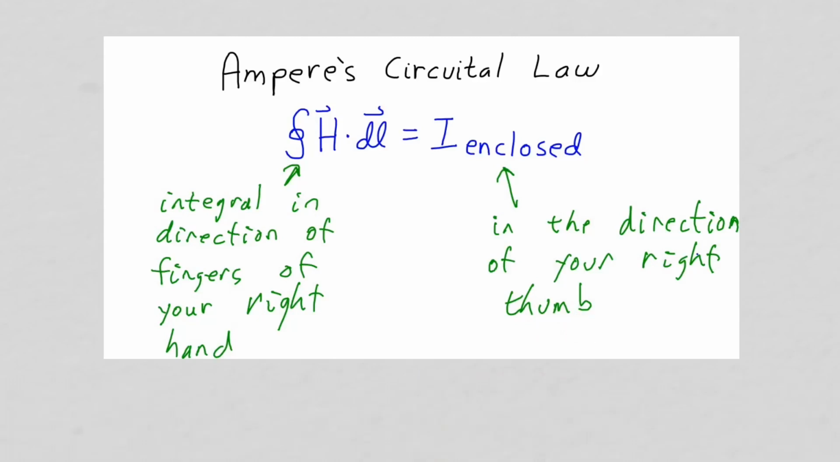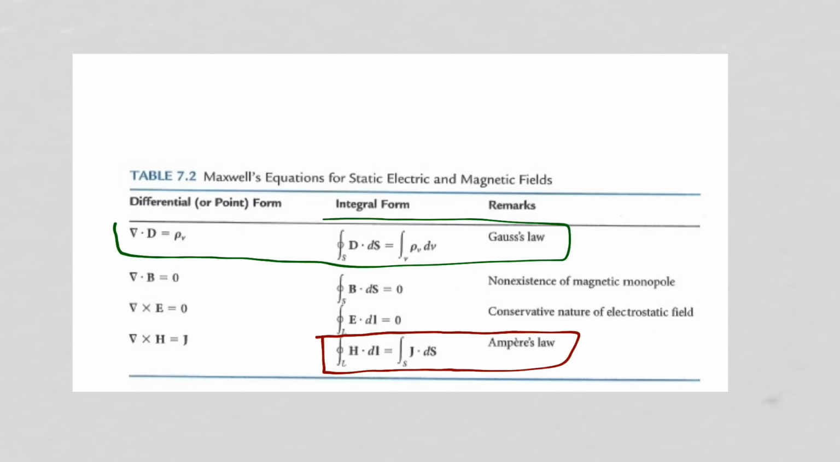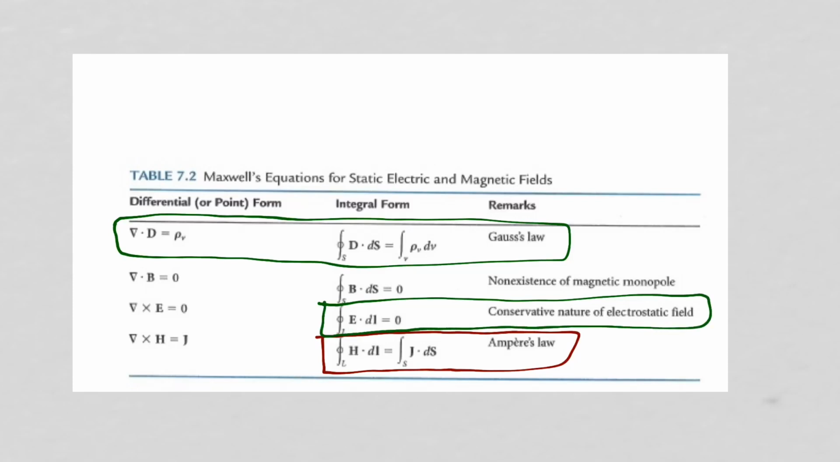We now have the integral form of Ampere's circuital law, which we've added to our previous Gauss's law in integral and point form and the conservative nature of the electrostatic field in integral form to our list of Maxwell's equations for static, electric, and magnetic fields. We'll shortly find the point form of Ampere's circuital law, which will allow us to obtain the point form of the conservative nature of the electrostatic field.